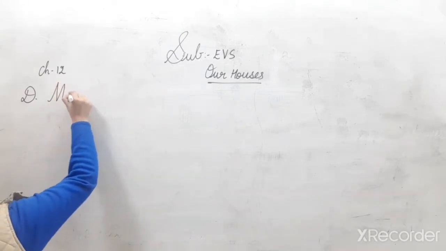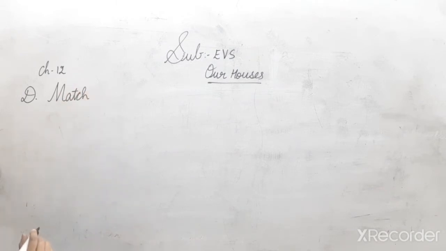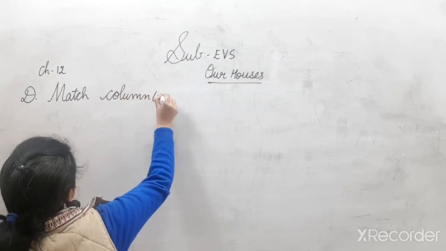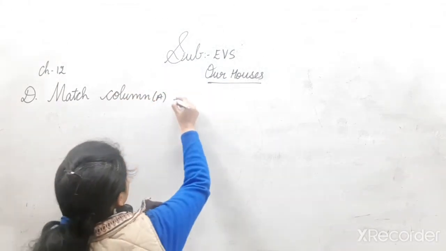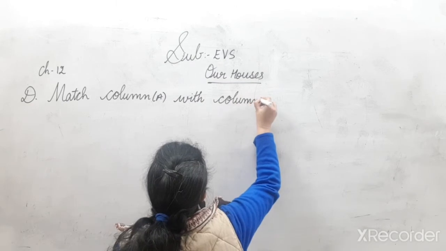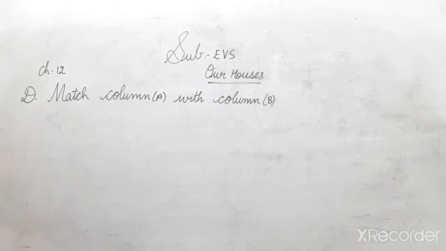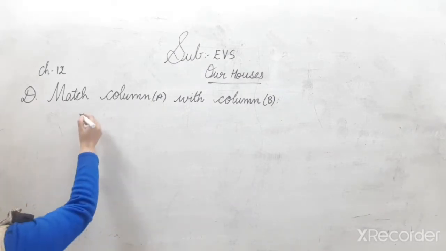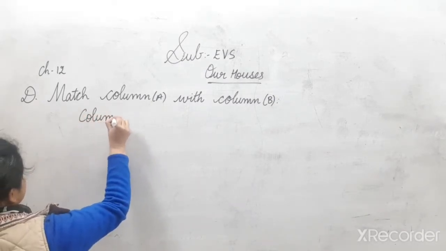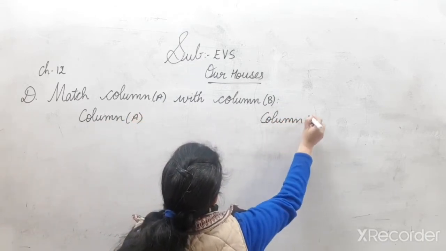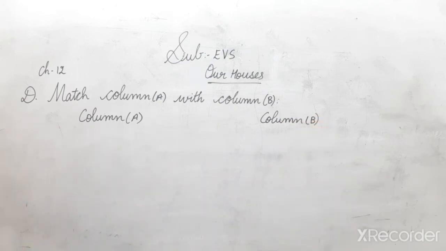Match column A with column B. In this they have given two columns A and B, and you have to match these two columns. Okay, so the left side is column A, and in the right side there is column B.